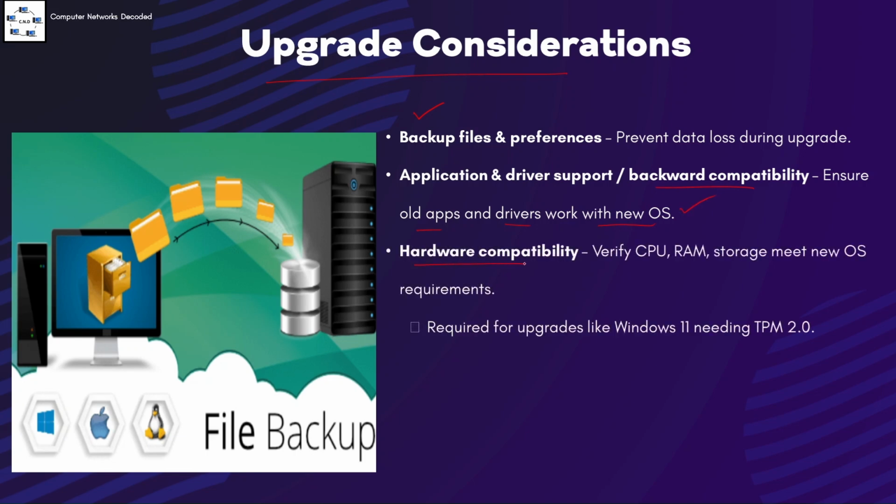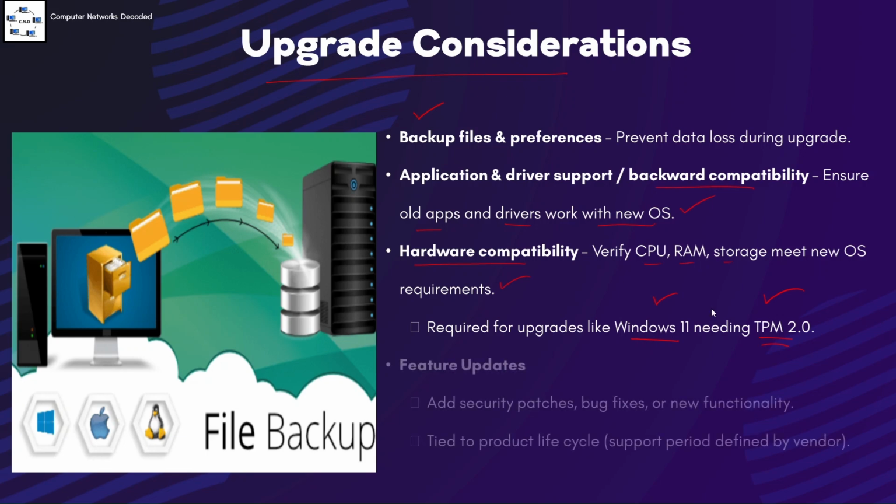Next is the hardware compatibility. So you need to verify that the CPU, RAM, and storage meet the requirements of the new operating system. For example, when you are upgrading to Windows 11, Windows 11 needs TPM 2.0, that is a hardware requirement. And feature updates means that the new Windows may add security patches, bug fixes, or new functionality. So these are basically tied to the product life cycle, so the support period is defined by the vendor.